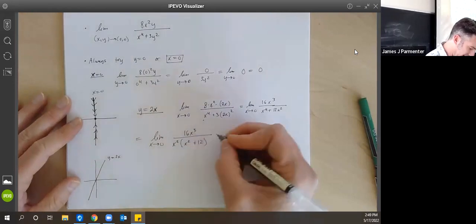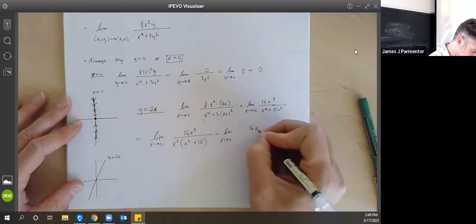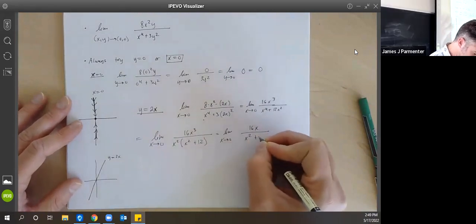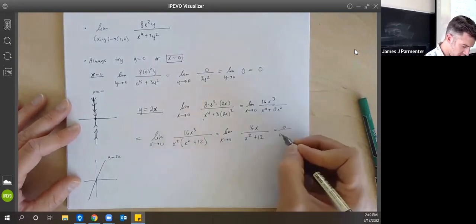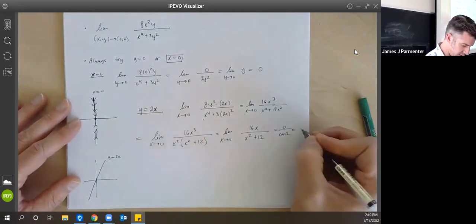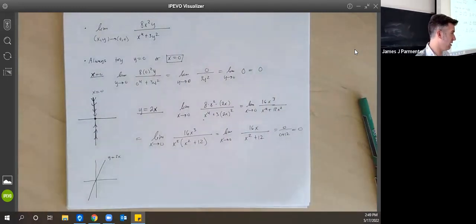X cubed over x squared is x. So we're left with the limit as x goes to 0 of 16 times x over x squared plus 12. And now when I plug in 0 for x, I get 0 over 12, which is 0. Which is fine, except it doesn't tell me that this limit doesn't exist yet. Because so far both limits are 0. And if they're the same, that doesn't mean the limit exists, right? There's literally an infinite number of other choices you can make that might show it doesn't exist. But we don't have evidence yet to show that it doesn't exist.